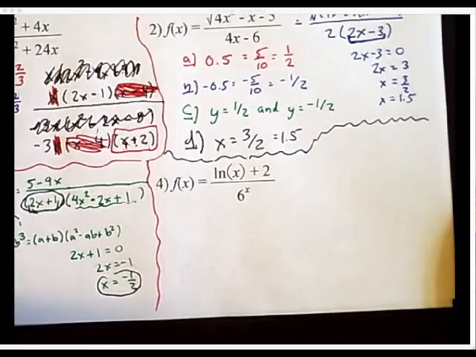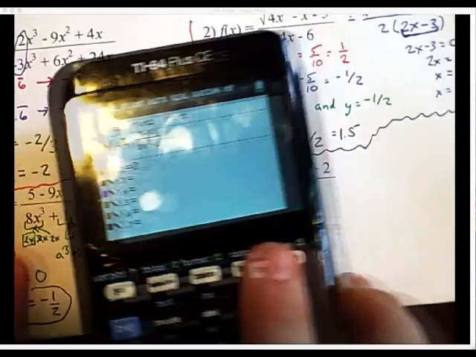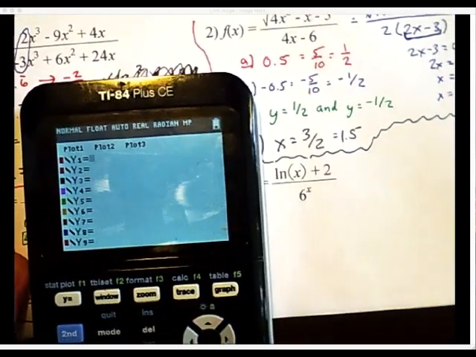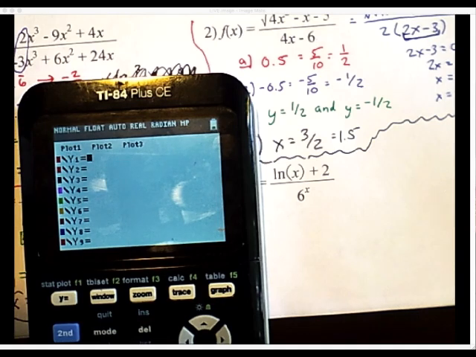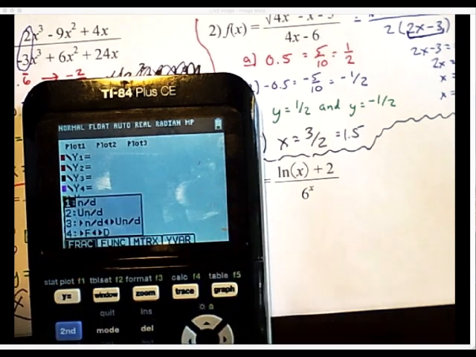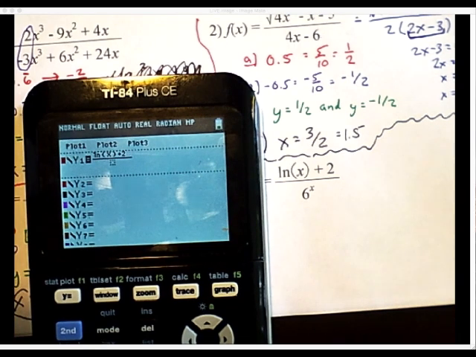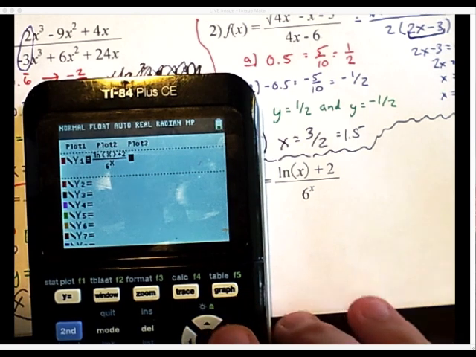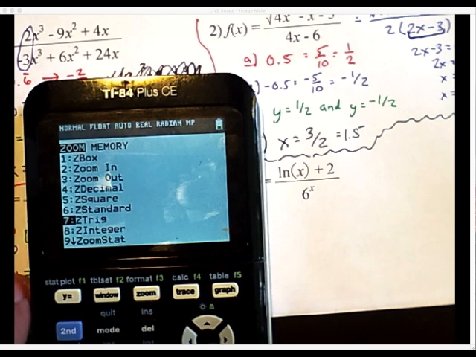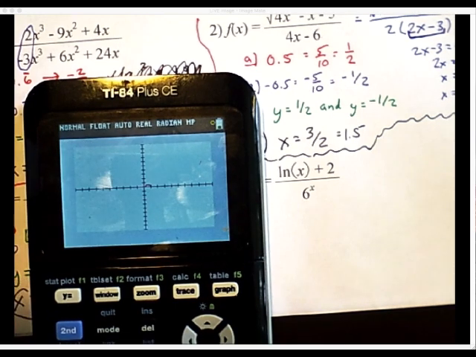I'll try one more here. So here I have natural log, oops, so fraction, using a shortcut, natural log of x plus 2 over the exponential function 6 raised to the x power. Again, I don't know what it looks like to start with, so I'm just going to go zoom standard. Okay. So it's really hard to see here.